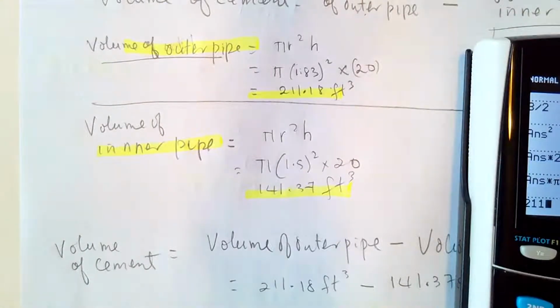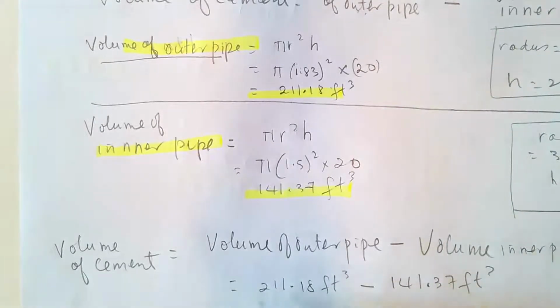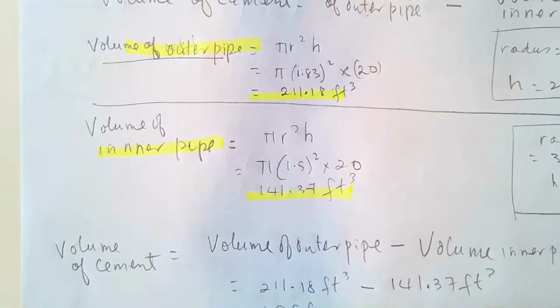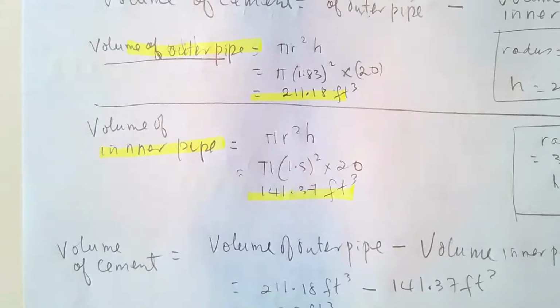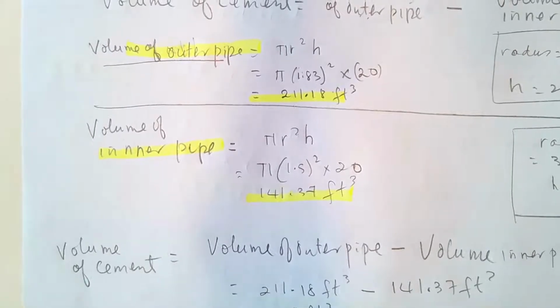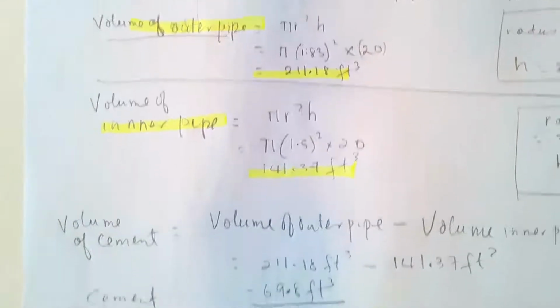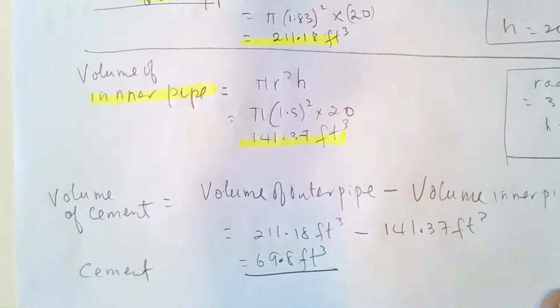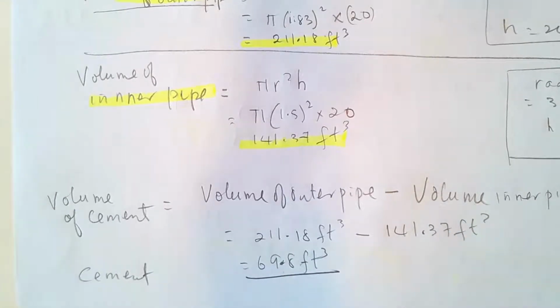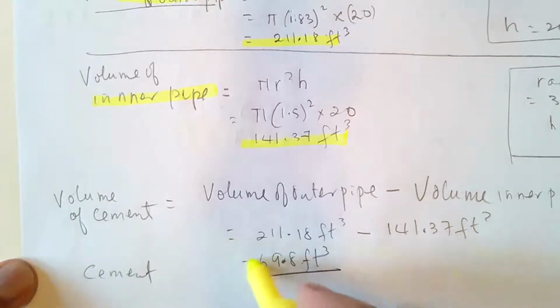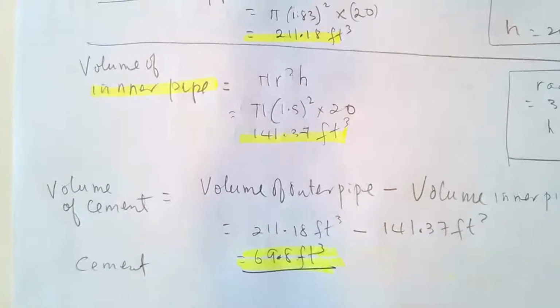And that worked out to be 69.8. So 69.8 cubic feet of cement. So you have to have 69.8 cubic feet of cement to make one of these pipes. That's your final answer.